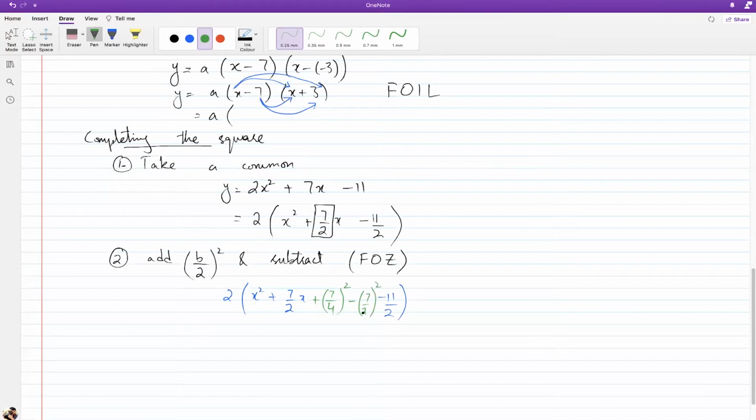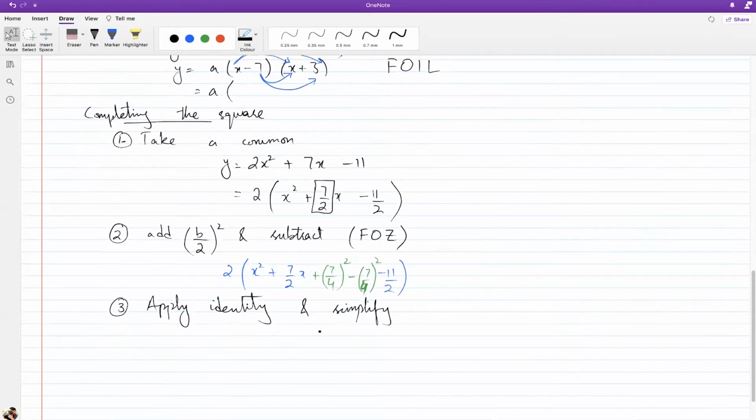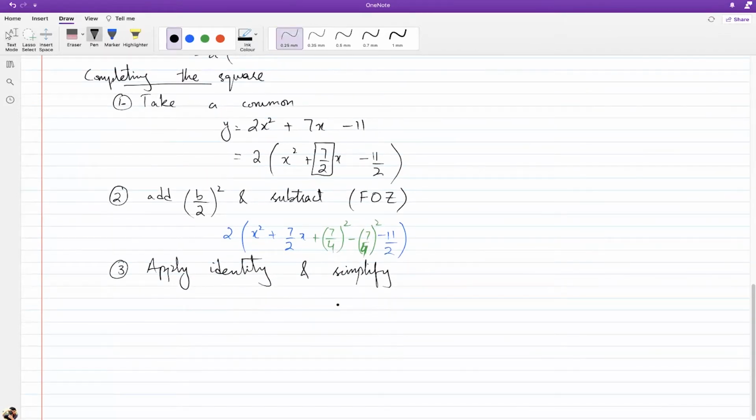Then what have I basically done? I have added nothing. Because 7 by 4 whole square में से उसी को minus कर देंगे तो overall 0 बन जाएगा ना. So this is all form of 0, but what it allows us to do is do completing the square. Third step is apply the identity and simplify. Remember, identity apply करनी है, simplify करना है, expansion नहीं करनी है.